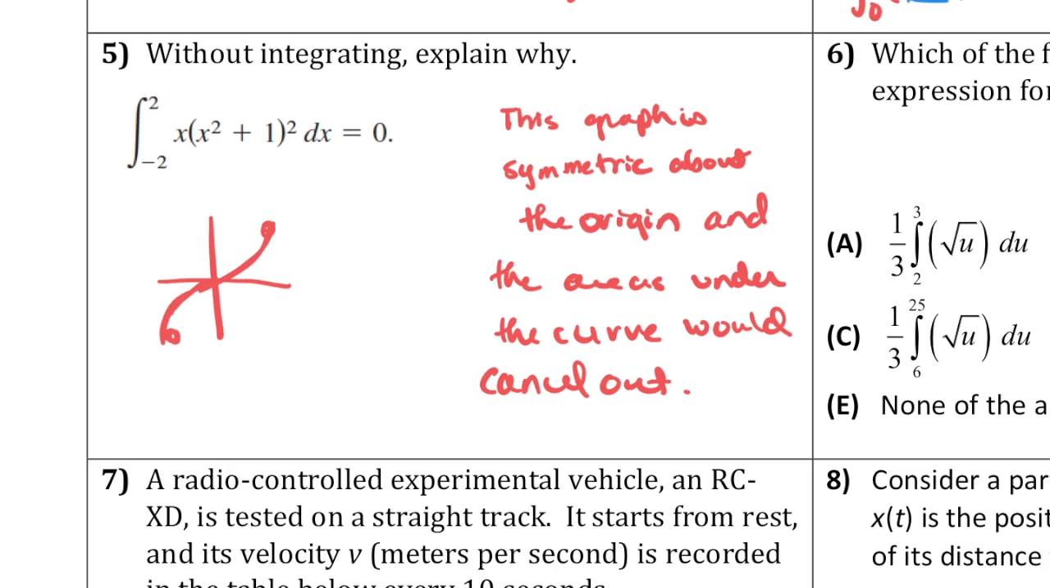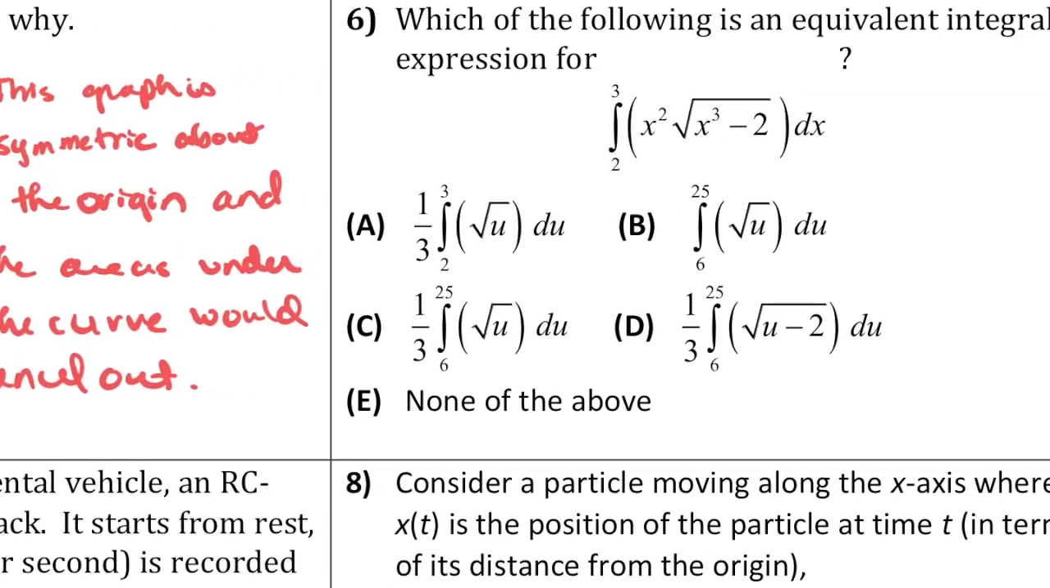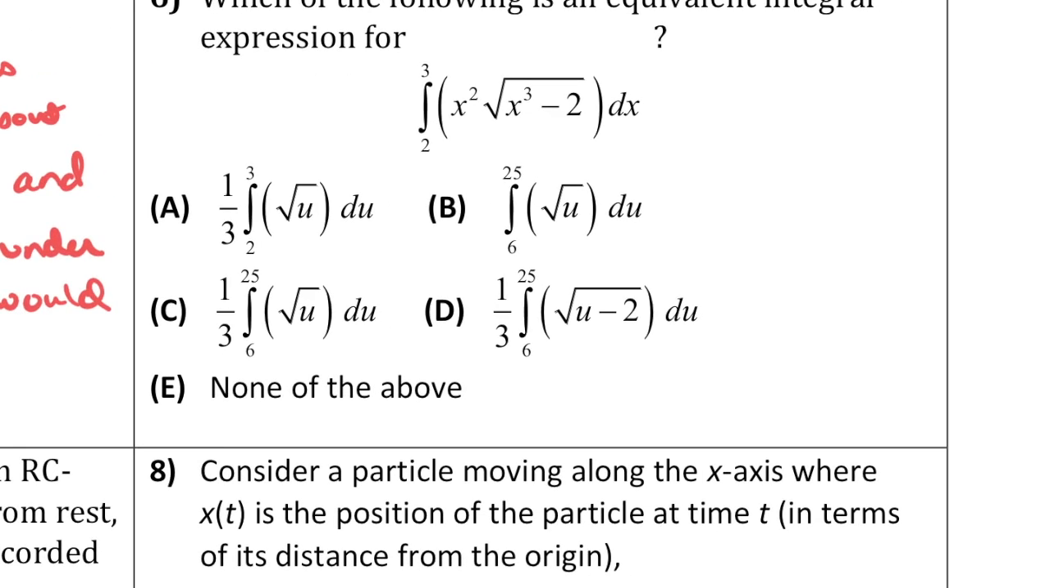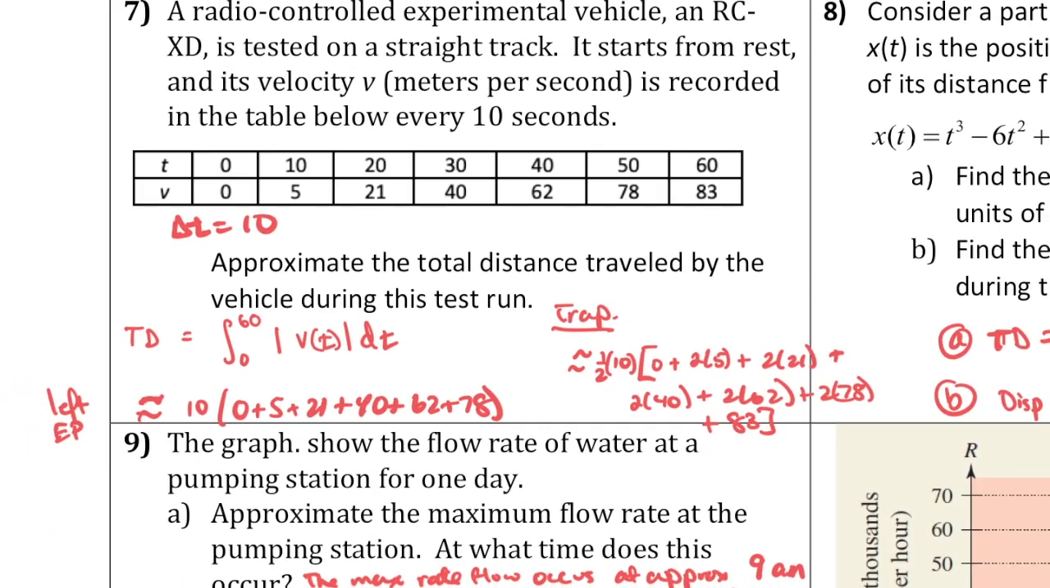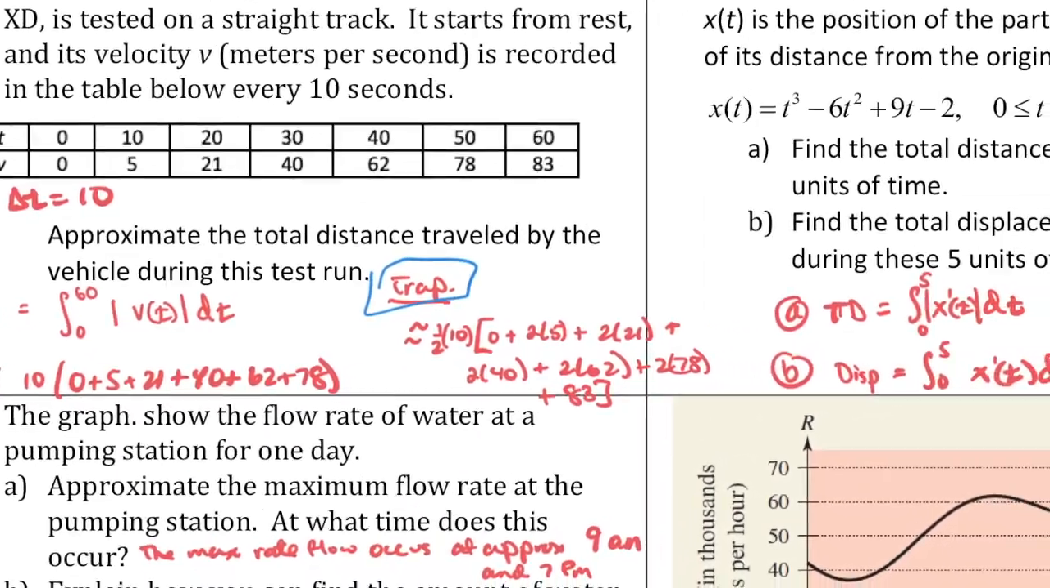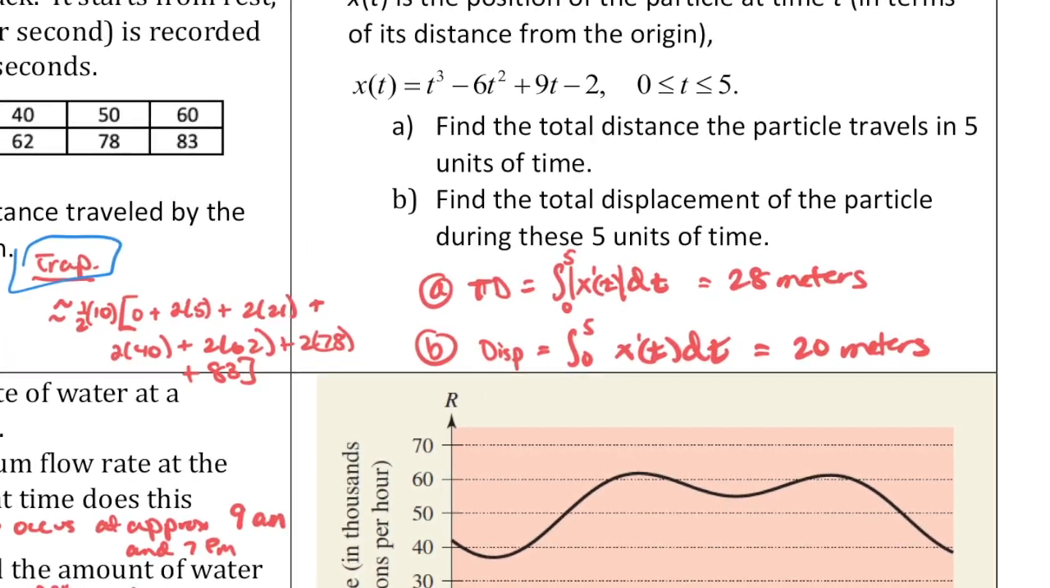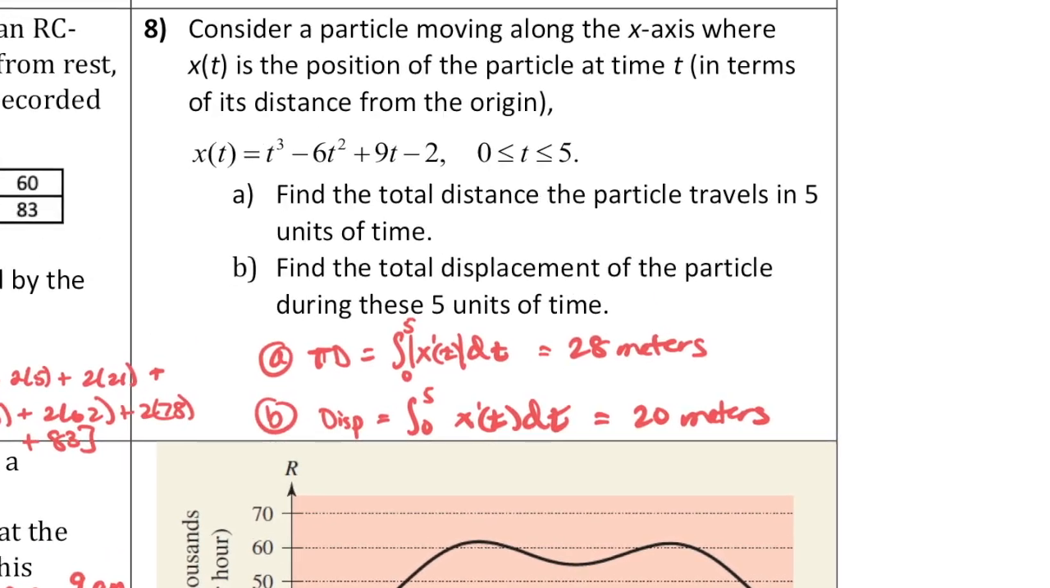We know that this area is going to be equal to 0 because of symmetries about the origin. Now for number 6, which of the following is equivalent? I hope you came up with C. Number 7 is a reminder that we can use trapezoids and Riemann sums in order to calculate the area under a curve. Also, we know that when we integrate the absolute value of velocity, you're given total distance. And when you integrate velocity, that's going to be displacement.